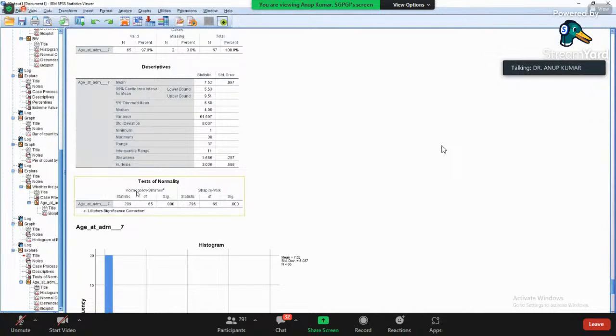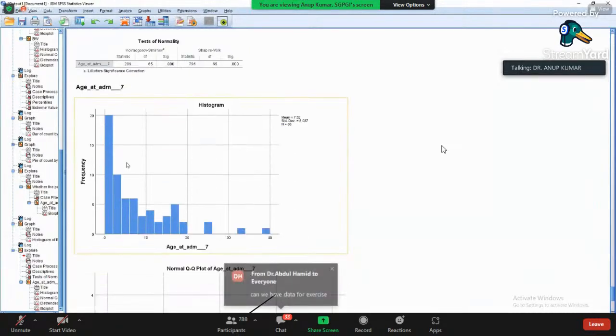There are two tests: one is the Kolmogorov-Smirnov test, and the other is the Shapiro-Wilk test. In both tests, the null hypothesis is that your data is normally distributed. If the result is significant, the null hypothesis is rejected. It means your data is not normally distributed. If your data is not normally distributed, you should present the median with quartiles. This is the way you should present your data.